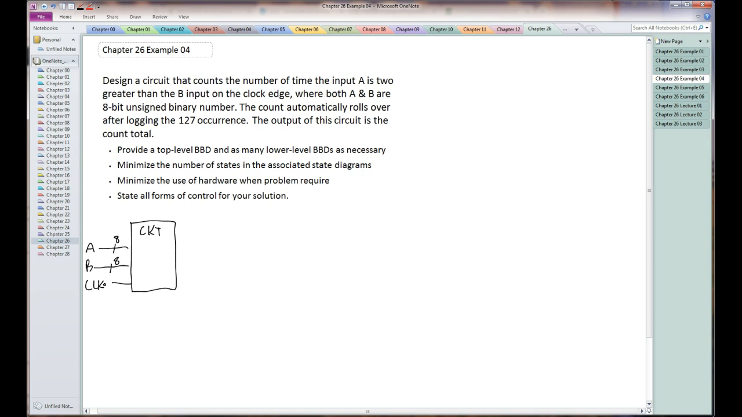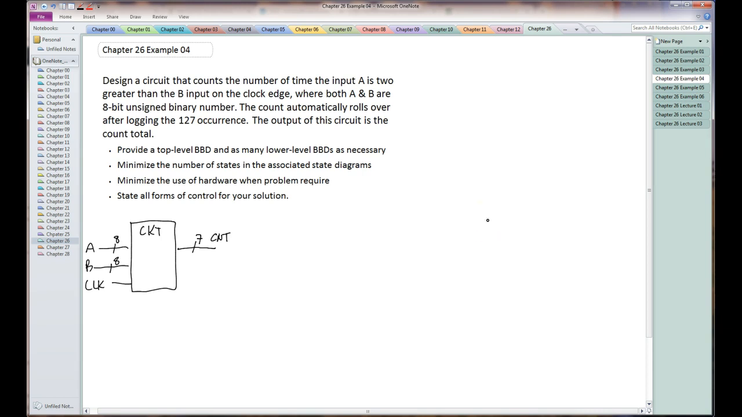So the output of the circuit is the count. It's counting how many times A is truly greater than B. It's counting the number of times something happens. This necessarily is an event counter. Now the count goes between 0 and 127, which is very nice because that's actually a 7-bit counter, and we'll just call this count. And I think we're ready to do this. It's nice that the count automatically rolls over. We don't really have to do anything about this.